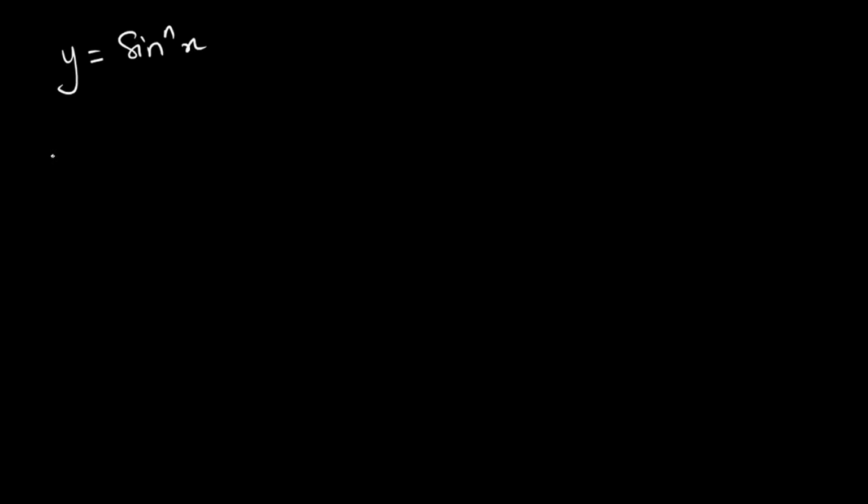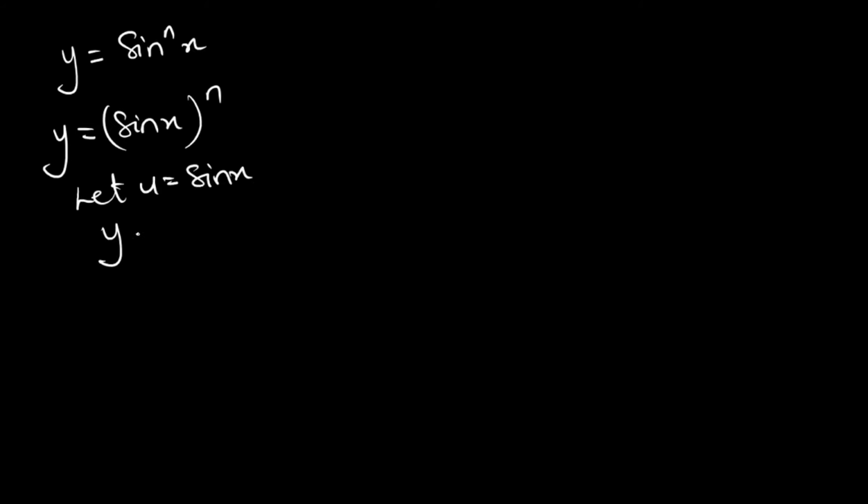So this function can be rewritten as y is equal to what? (sin x) raised to the power n. Okay, so once we rewrite it and we bring the power outside, we say what? Let u be equal to what we have in the bracket, which is what? sin x. So if u is equal to sin x, it means this function can be rewritten as what? y is equal to u^n. Okay, so it means we need to differentiate this and this as what? Product rule, to be able to get what?